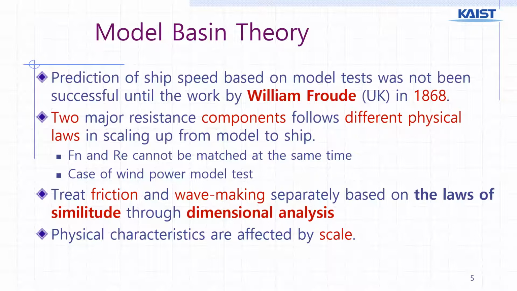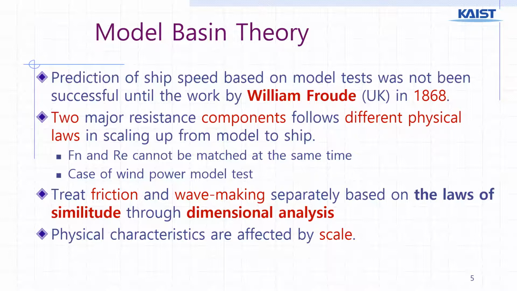Anyway, as a designer, you need to have a prediction method. In the old days, they had model tests. But it was not until 1868, about 150 years ago, that William Froude of the UK, not the United States, came in. The Froude number comes from his name. He saw that there are two major resistance components, but he found that they follow different physical laws.